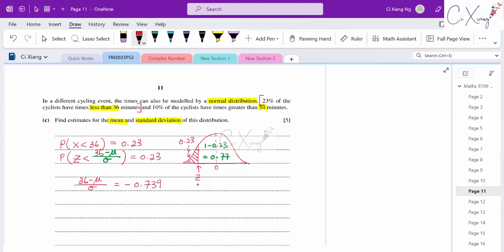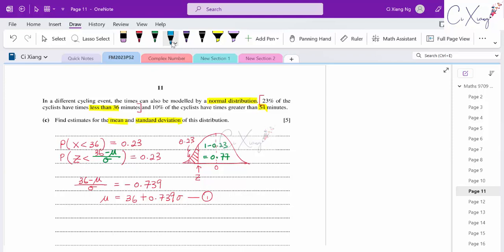How do I know it's negative? Because from the diagram here, I can see that my Z is on the left-hand side of 0, which should be a negative value. So once I have equated the standardized value to negative 0.739, you can rephrase it so that you can solve the simultaneous equation later. So I'm having 36 plus 0.739 sigma, and this is the first equation that I have.